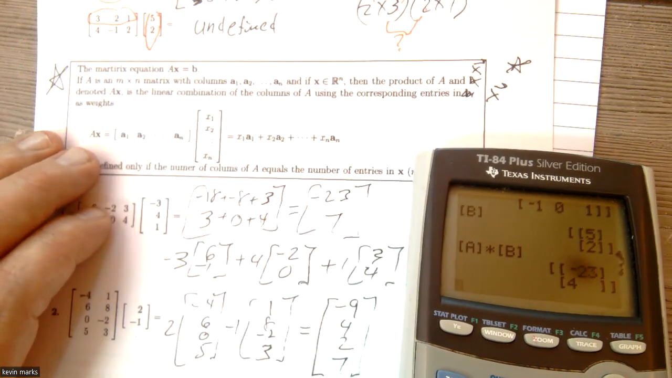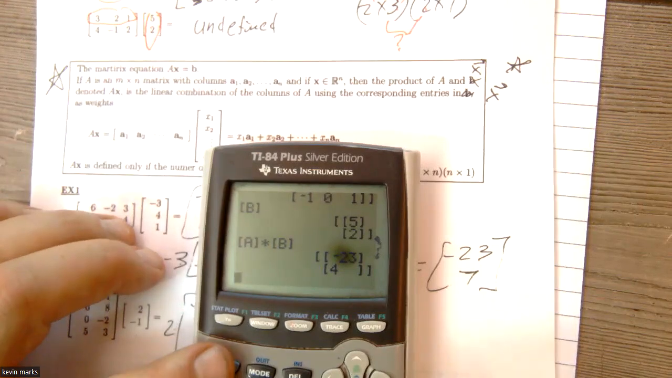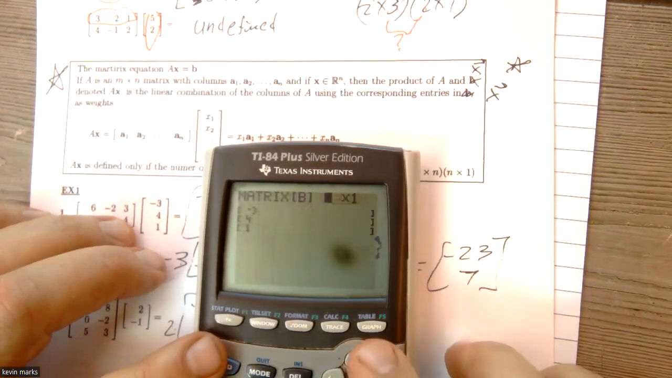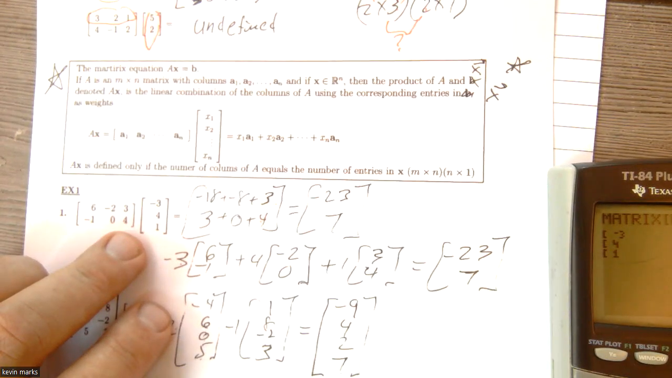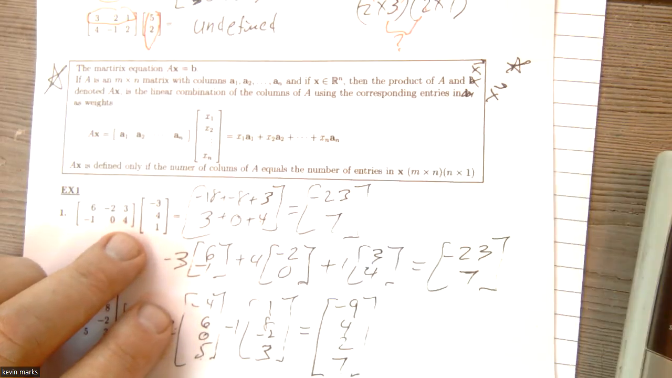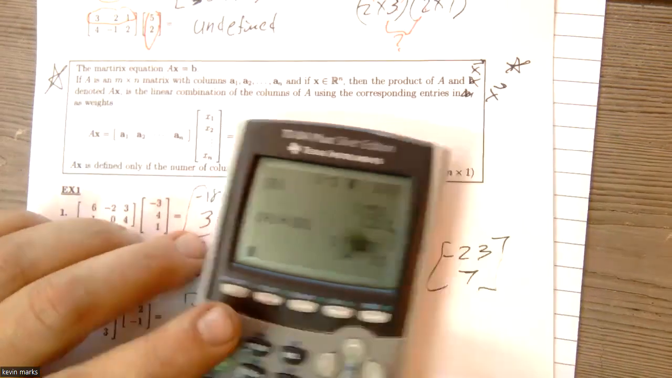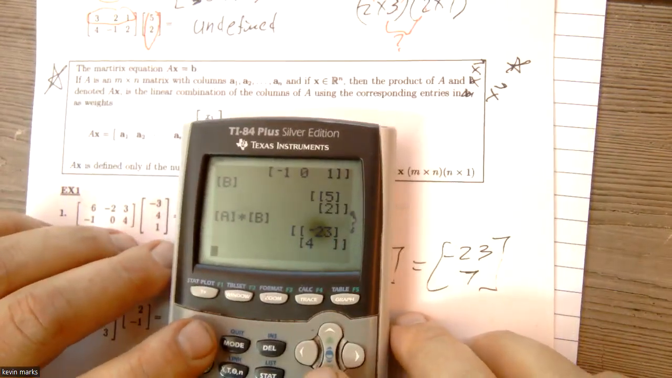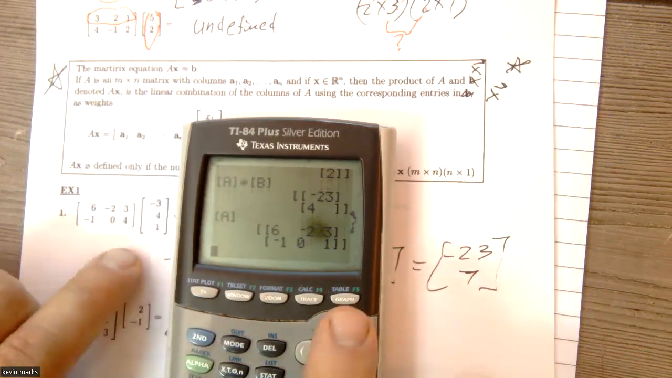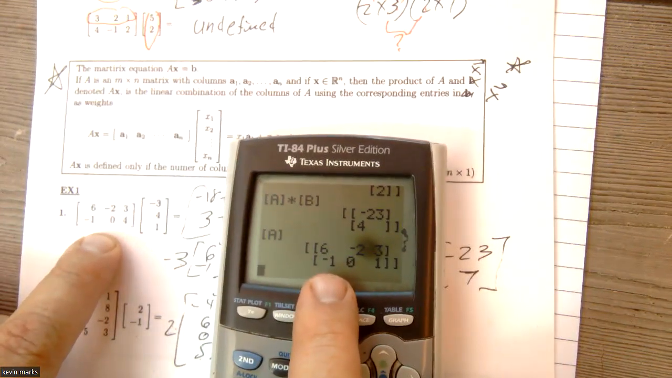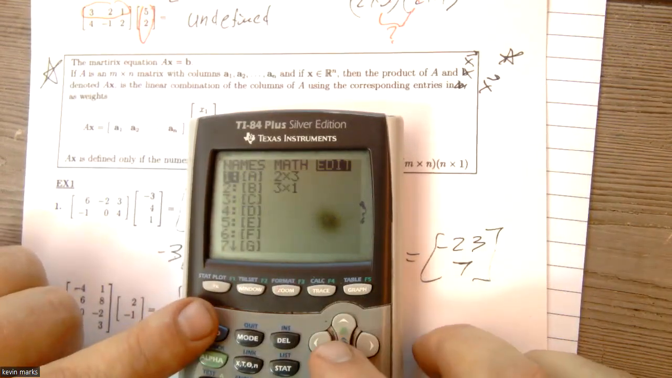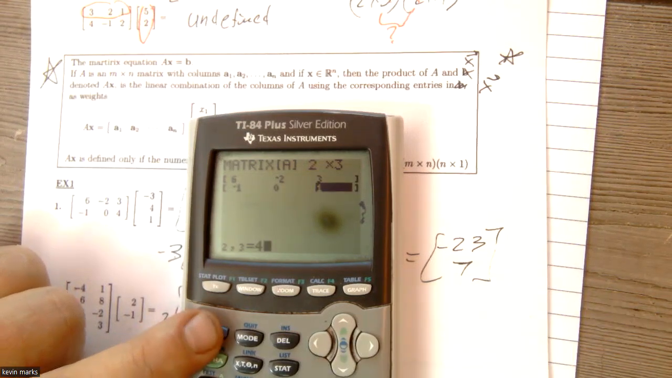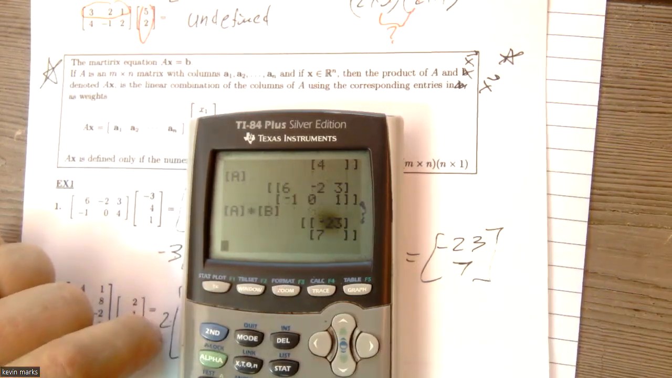Why is that only...? What happened? Did I type that in wrong? This is why you use a calculator to check. Hold on, let me make sure I typed this in. 6, negative 1, negative 2, 0. Oh, see, this I typed in wrong. That's why it's good to check. That should be a 4. All right, there we go.